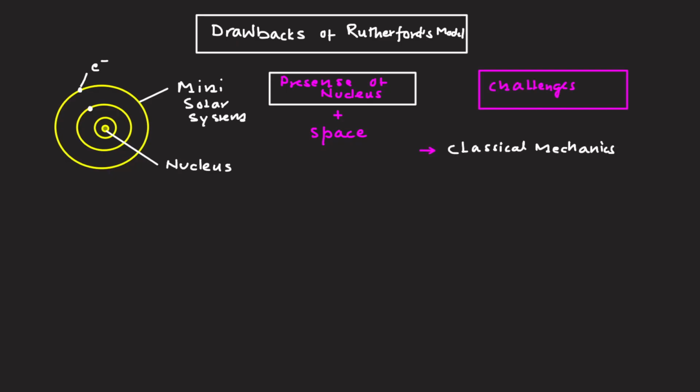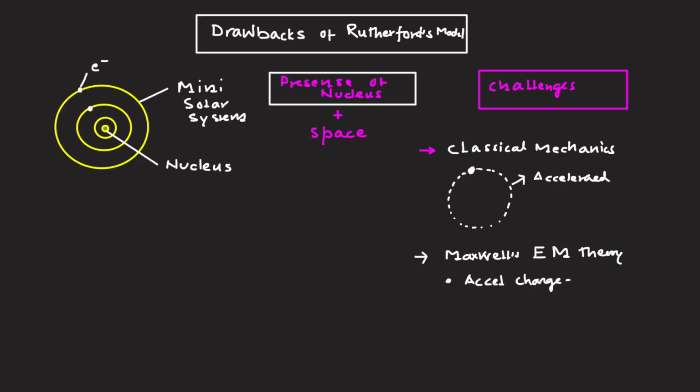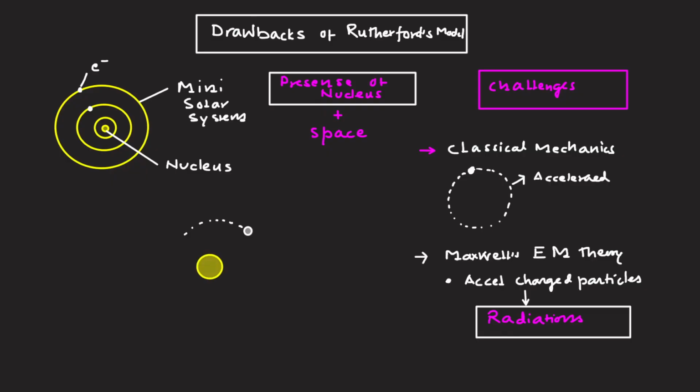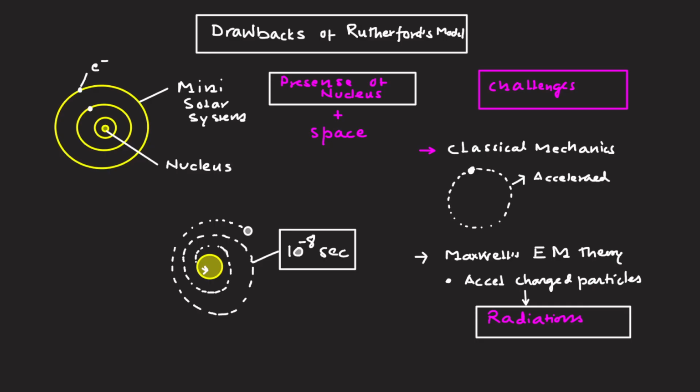According to classical mechanics, a charged particle moving in a circular orbit is accelerated. Maxwell's electromagnetic theory states that accelerated charged particles should emit radiations. Hence, an orbiting electron should continuously lose energy and spiral inwards, finally collapsing into the nucleus within 10 to the power minus 8 seconds, making the atom highly unstable. But in reality, atoms are stable, and that contradicts the model.